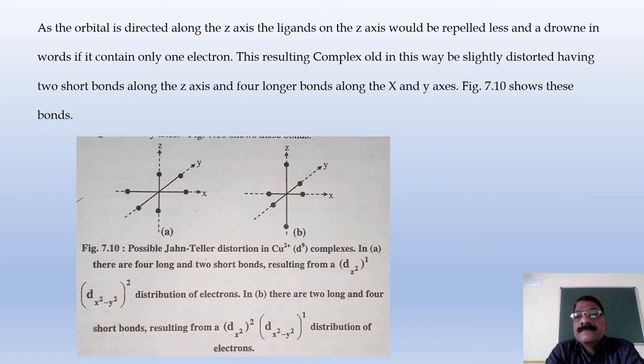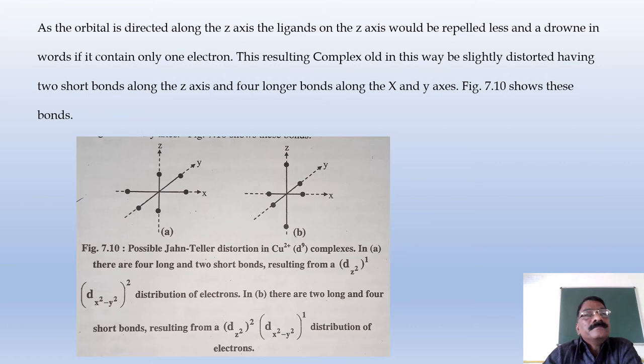This figure indicates these two situations. See, there is shortening along the z axis, that is elongation in the xy axes, and in another there is shortening in the xy axes and elongation in the z axis. These two situations explain how the unsymmetry will have an effect if the dz square orbital is unsymmetrically filled or the dx square minus y square orbital is unsymmetrically filled.